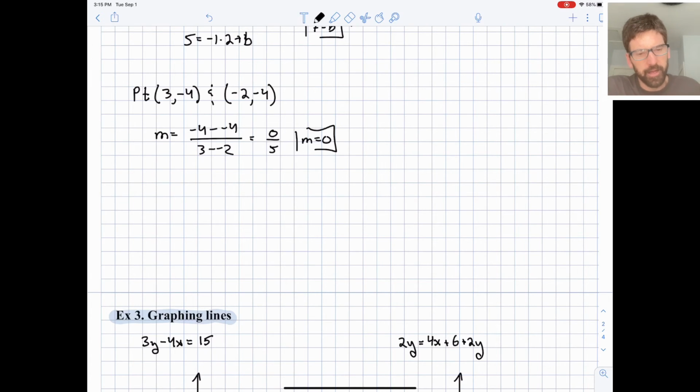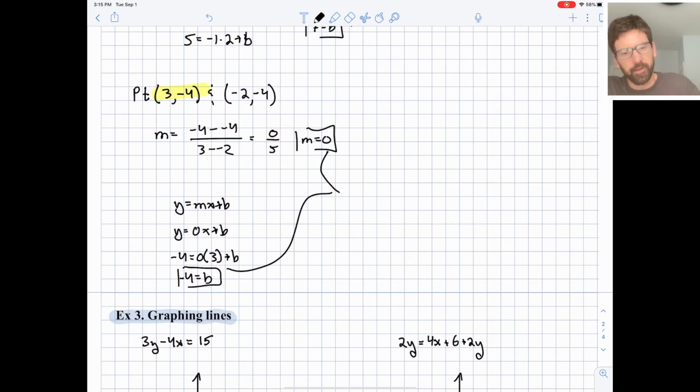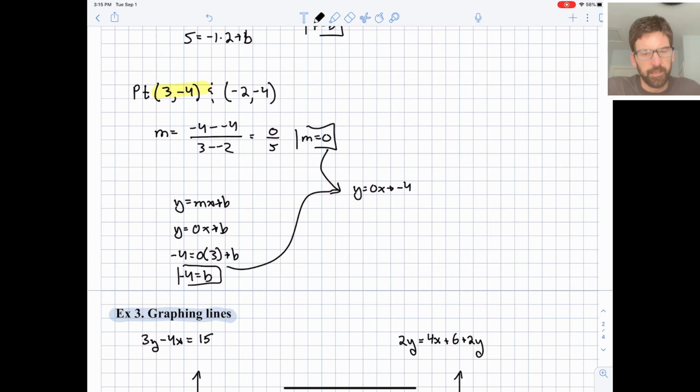So if you're not thinking about it, you might be like, okay, let's plug stuff into mx plus b. So y equals 0x plus b. Let's pick a point. I'll pick the first point. We'll bring that point down, and we get -4 equals 0 times 3 plus b. -4 equals b. Okay? So y equals 0x plus a -4. So if you weren't thinking about it, maybe you went through the whole process, but I always like to have math be efficient for you.